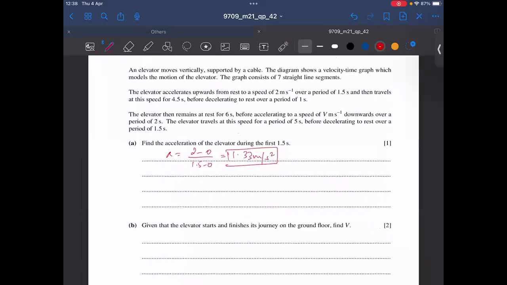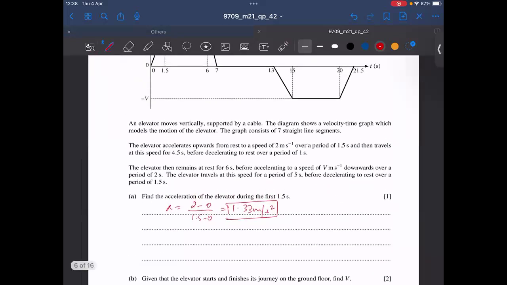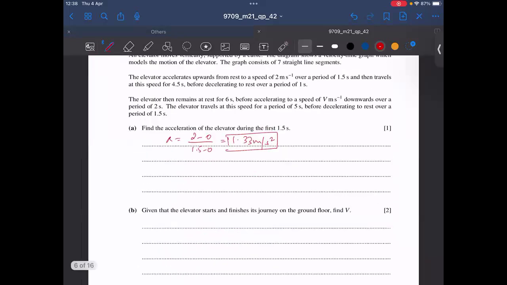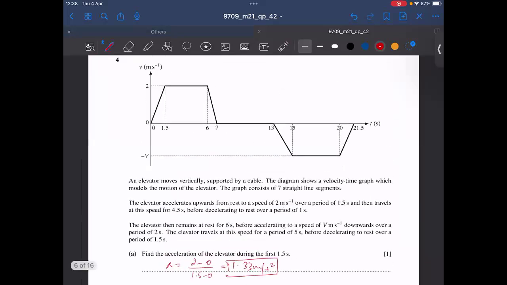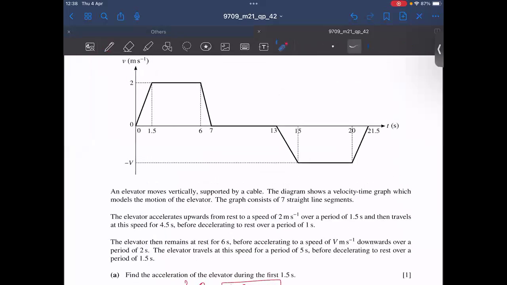Given that the elevator starts and finishes its journey on the ground floor, find V. So we are supposed to find out V. How are we going to find out V? It's starting from the ground and finishing on the ground.